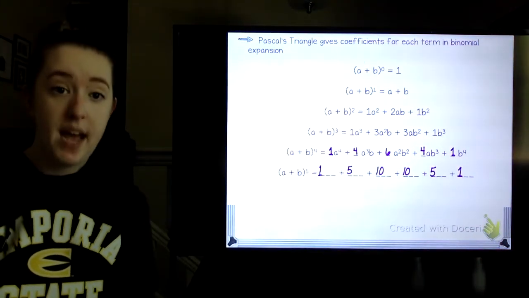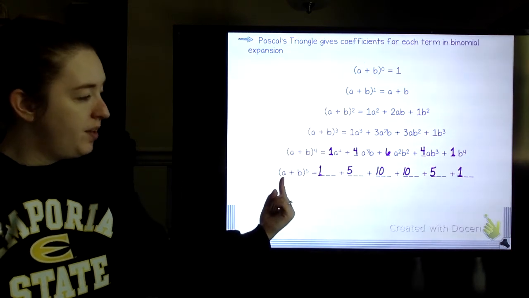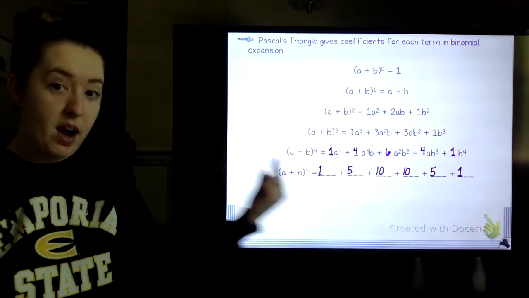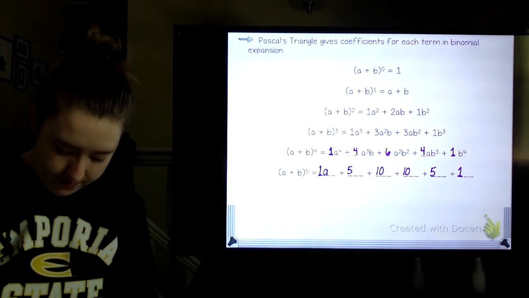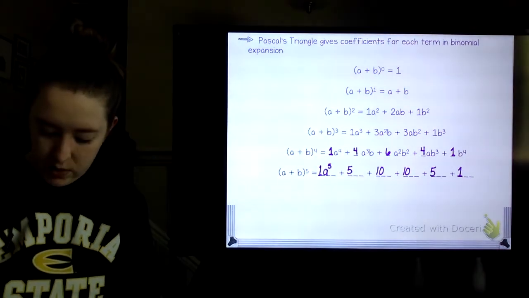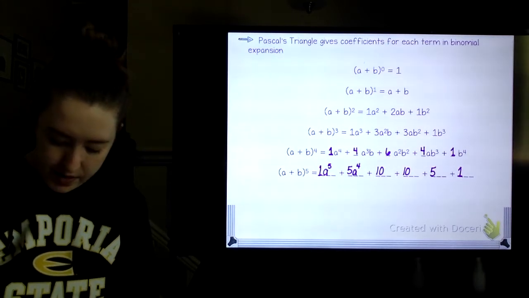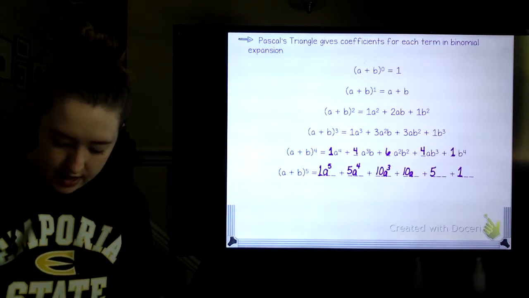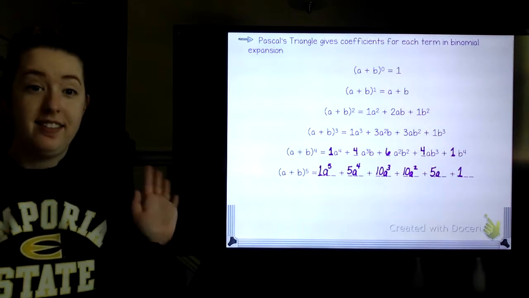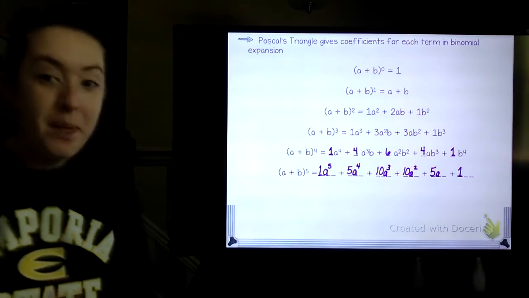So here's what's going to happen when we expand. That first term is going to start with that power. So I'm going to have a to the 5th. Then the next one is going to be 1 less, a to the 4th. Then 1 less, a cubed. Then 1 less, a squared. Then 1 less, a. Then 1 less, nothing. Okay? Now, let's take a look at what's happening with b.